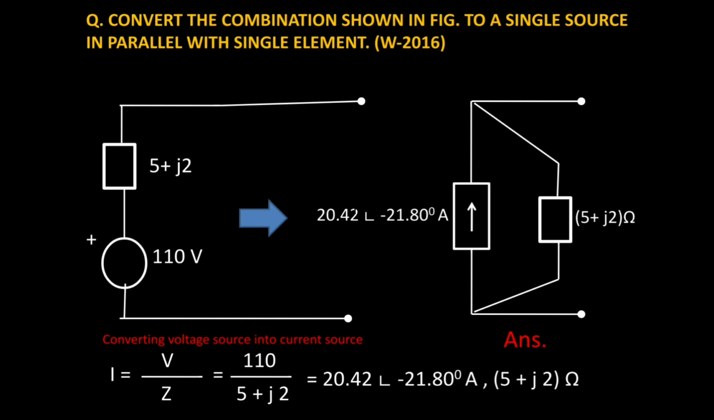So we discussed in this video a rule, that is the series combination of ideal voltage source and ideal current source, and by using that rule we solved one problem using source transformation. So I hope you understood this problem very well.